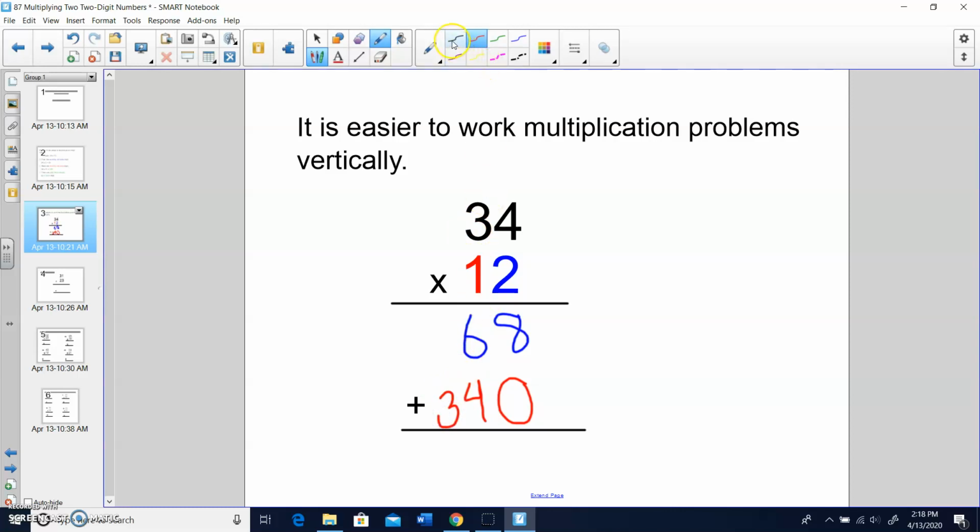Now that I've multiplied both the ones and the tens places, I can add the two products together. So 68 plus 340. 8 plus 0 is 8. 6 plus 4 is 10. Carry up your 1. And then 1 plus 3 is 4. So 408 is the answer, the product when you multiply 34 times 12.